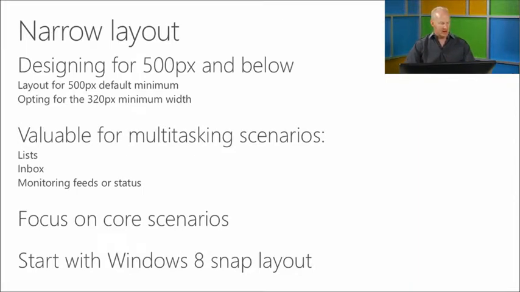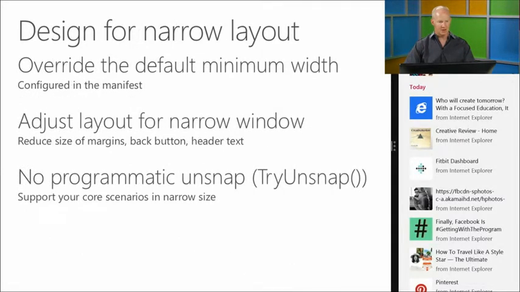So what I want to do, if I've got a Windows 8 app, I would start with the Windows 8 snap layout. If not, we'll talk about how to design for this narrow layout. If I want to design for the 320 pixel or support that, I override the default within my project, and developers will know how to do that. It's just a setting.